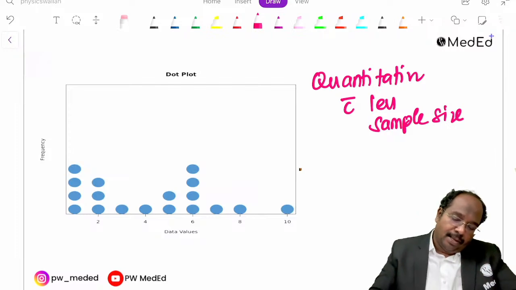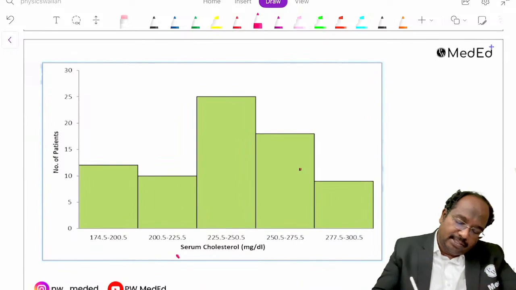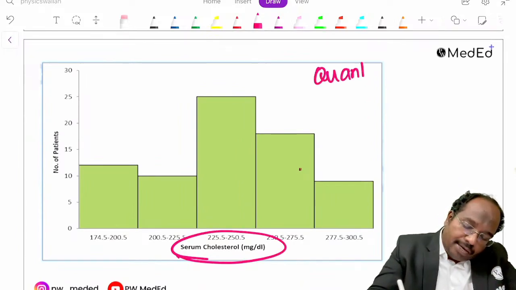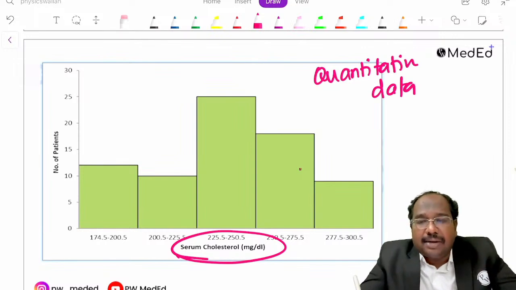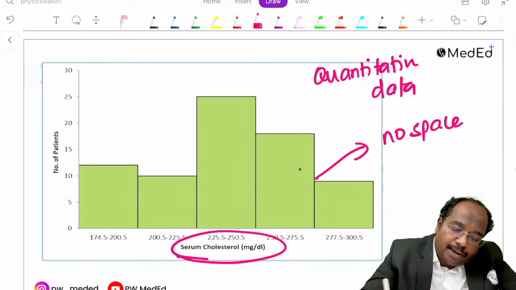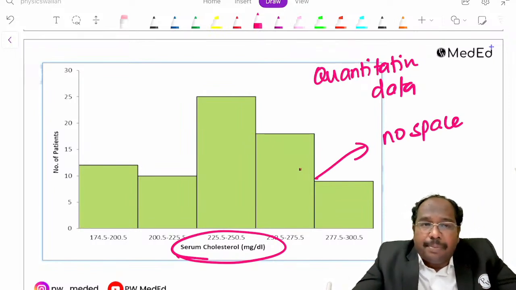The next one, look here, this is a histogram. This is serum cholesterol, it is measurable, so this is quantitative data. Compared to a bar chart, what will not be there? No space. A bar chart will have spaces, but compared to a bar chart, this one will not have any space. This is quantitative data, guys.